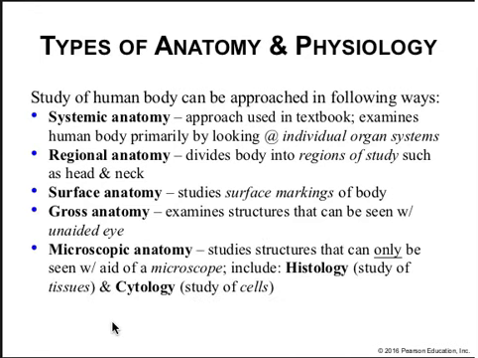With microscopic anatomy, we need a little help in the form of a microscope. We can study tissue organization and the shape and characteristics of the individual cells of the tissue. So when we study tissues themselves, we call that histology, and when we look at cell structure, we call that cytology.